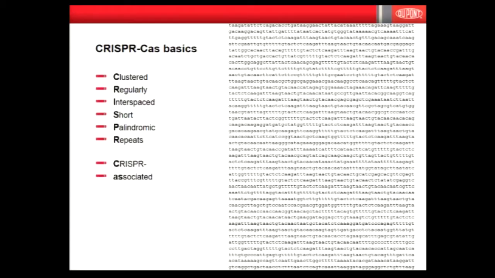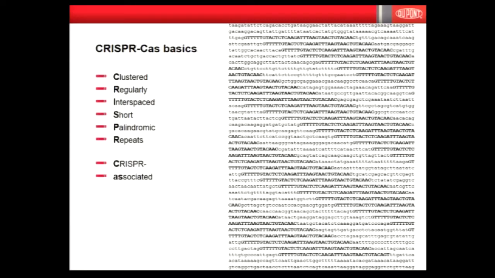So CRISPR sequences, here is an example of a CRISPR. I hope you see it. No, so I will help you. The uppercase letters here constitute the repeats. So each sequence, for instance, this one or this one, those repeats are identical. Here you have, I think, 32 or 33 repeats, all identical.